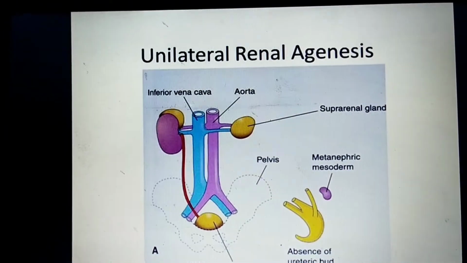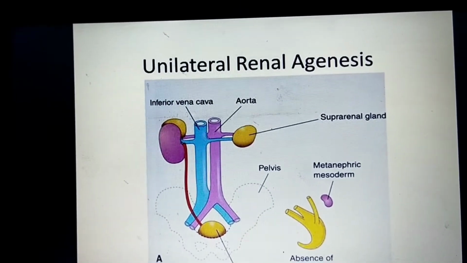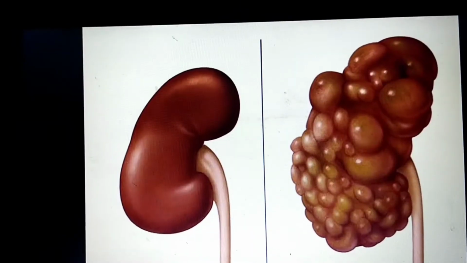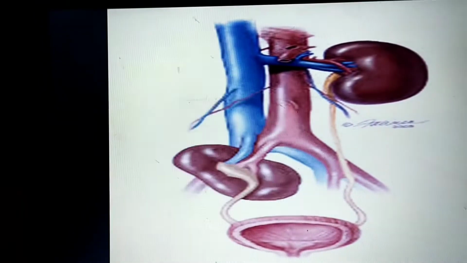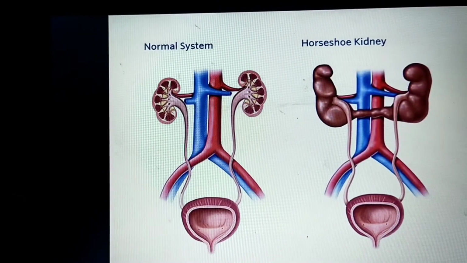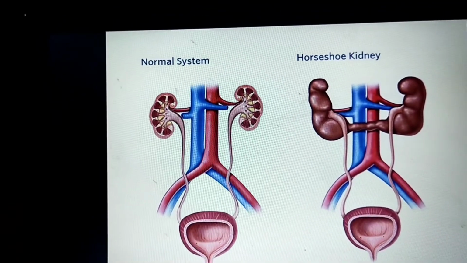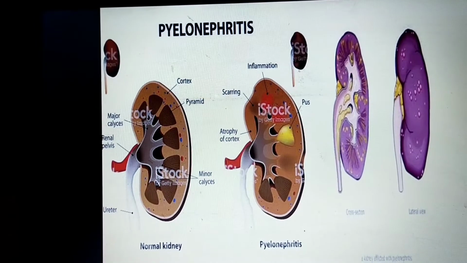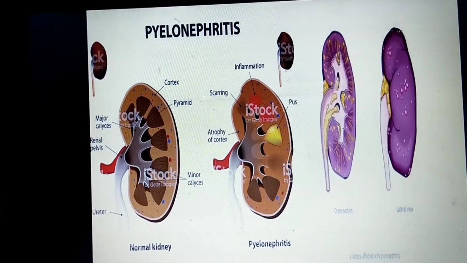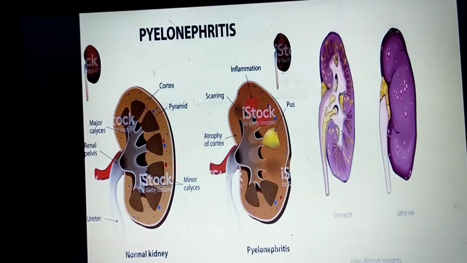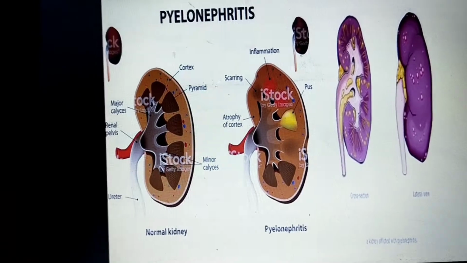Unilateral renal agenesis is not proper formation of a kidney. Then this is a polycystic kidney, this is an ectopic kidney, then horseshoe-shaped kidney. Pyelonephritis means infection and inflammation in the kidney. Pyelo means pus, nephritis means inflammation of a kidney.